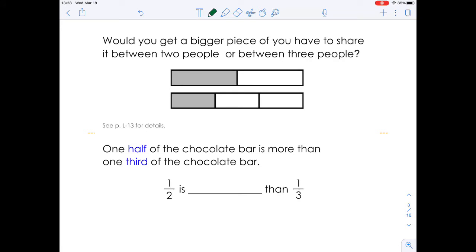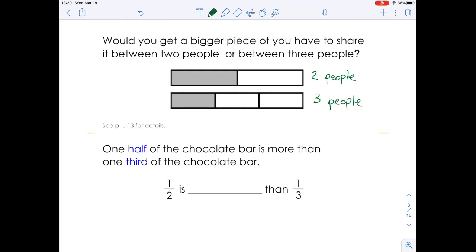Would you get a bigger piece if you have to share it between 2 people or 3 people? If you're sharing it between 2 people, you would obviously have 2 pieces, and 3 people, you would have 3 pieces. When there's a question, I want you to pause, think about the question or do the work on a piece of paper, and then when you're ready to come back and check your answer, you can press play in the video and we will continue.